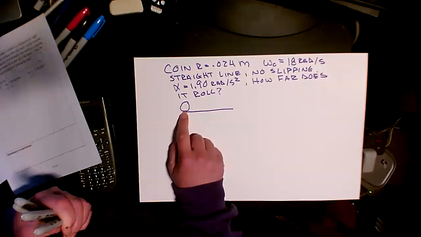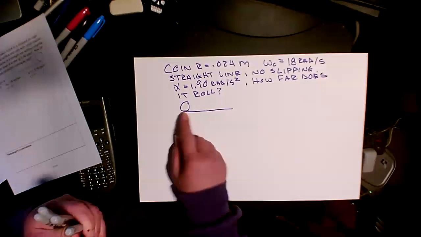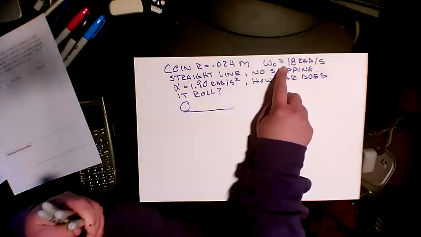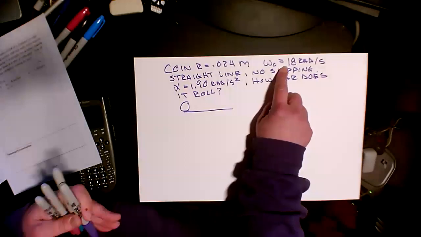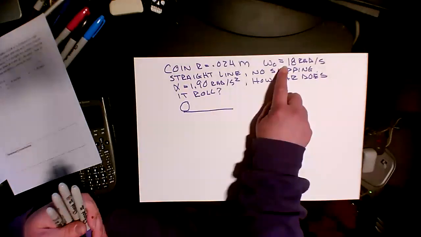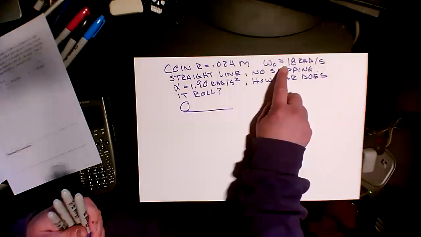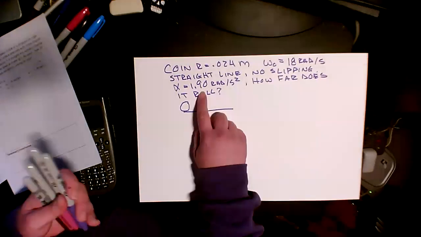It gives you the initial angular speed of 18 radians per second. So that is my omega. It's giving my initial omega. In a straight line without slipping. Without slipping means that I'm not losing any of that rotation. So it is going to completely decelerate at this rate.